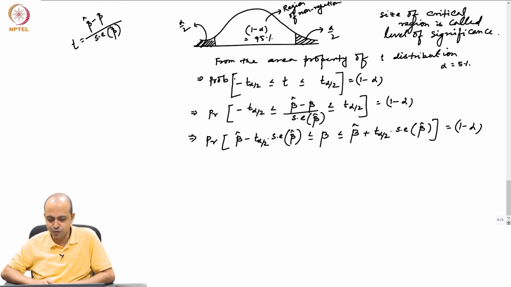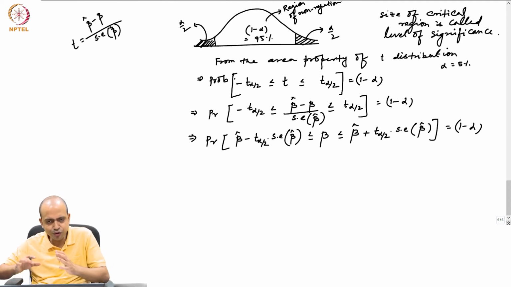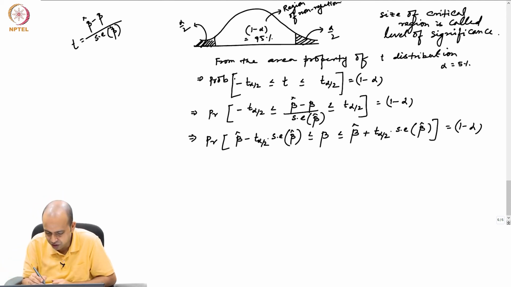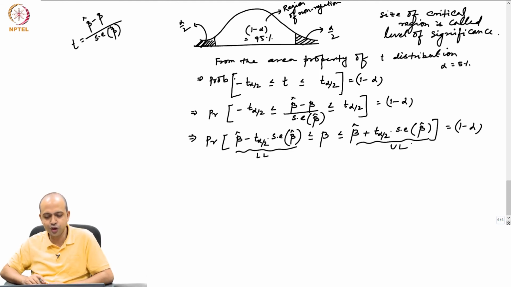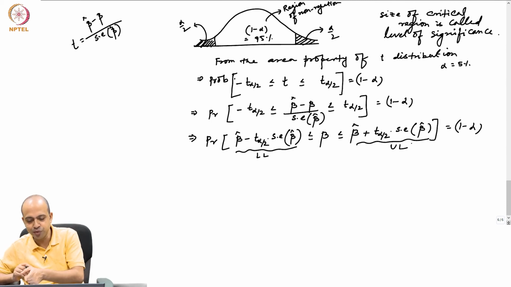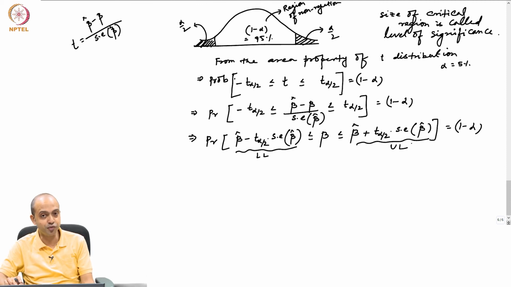So, what is the meaning of this? You have constructed some interval. When you estimate your beta hat, let us say that this is an interval. Let us say that this is the lower limit of the interval and this is the upper limit of the interval. How is the interval defined? Beta hat minus T alpha by 2 into standard error of beta hat is called the lower limit of your interval. Beta hat plus T alpha by 2 into standard error of beta hat is called the upper limit of the interval, and this is 95.